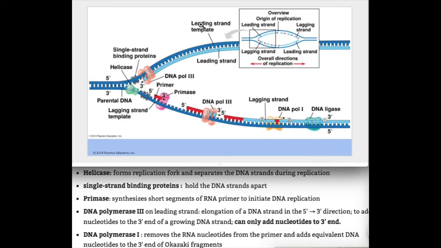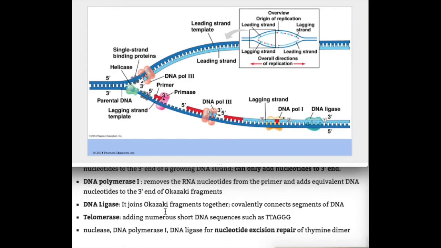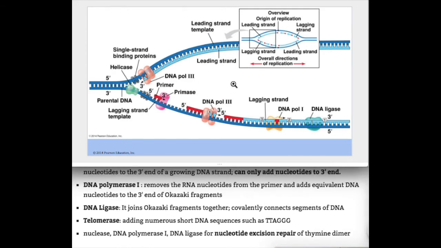So here at the replication fork, the leading strand, it could continuously add to the 3' side nucleotides. But over here on the lagging strand, it has to add going in this direction, 5' to 3', then stop, go back a little, add some more 5' to 3', and the DNA polymerase I, which is over here, is going to remove these RNA primers and replace it with the matching DNA nucleotide.